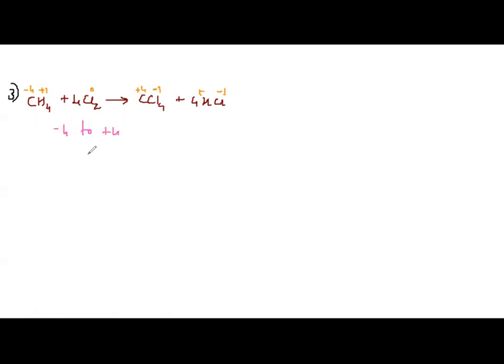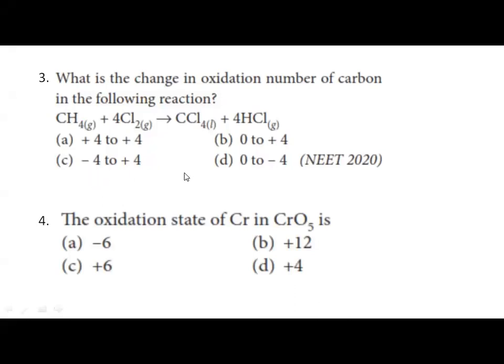That means what is becoming? -4 is becoming -3, -3 is becoming -2, -2 is becoming -1. That means there is a loss of electrons. Yes, oxidation is taking place. Therefore, I can say in CH4, the oxidation number of carbon is -4, while in CCl4, the oxidation number of carbon is +4. Thus, the change in oxidation state of carbon in the given reaction is from -4 to +4. Option C is the correct option. Last year's question asked. Next question.